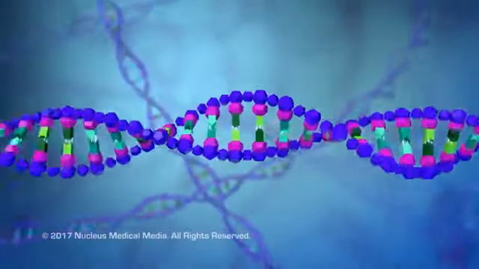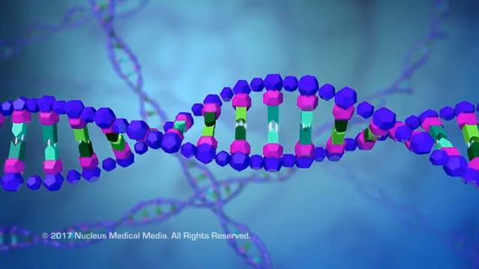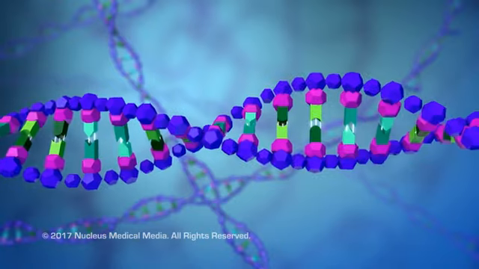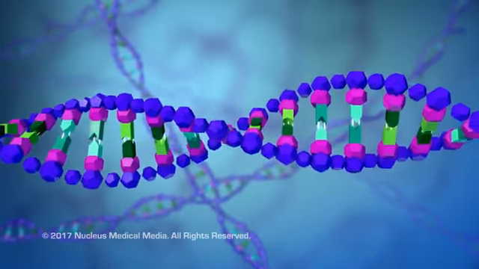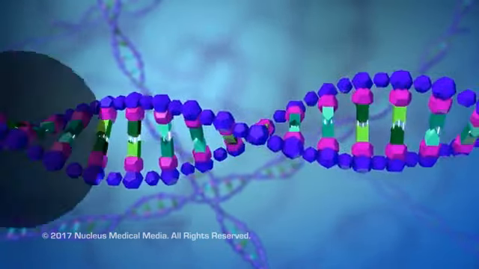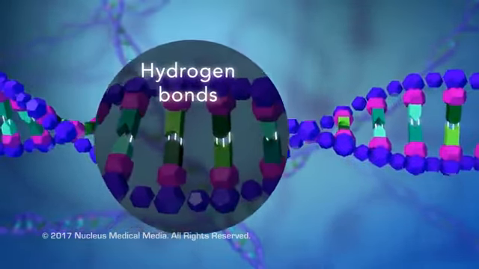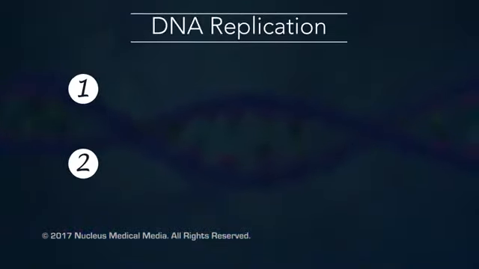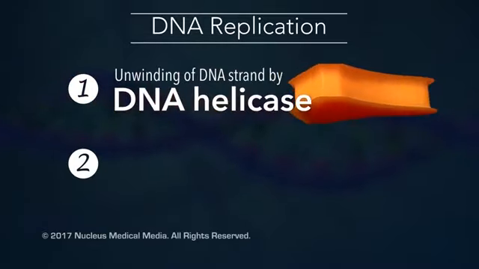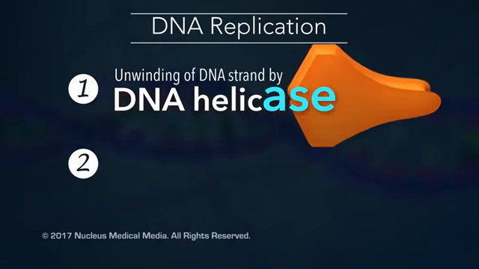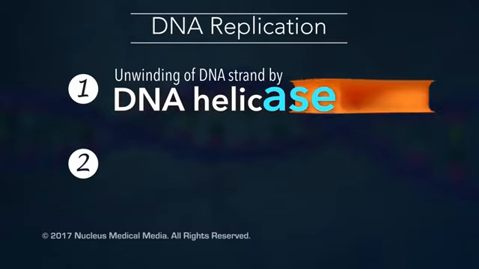If we zoom into the nucleus, we can see the DNA molecule's two strands or sides twisted together in the classic double helix formation. The two strands are connected by hydrogen bonds between their nitrogenous bases. The first step of replication begins with an enzyme called DNA helicase. The suffix "ase" tells you right away that helicase is an enzyme.